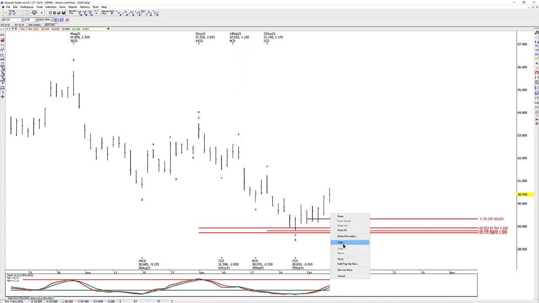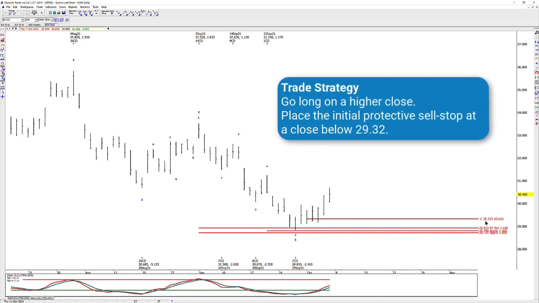So once again, I usually would enter on a higher close. My trade strategy would be enter on a higher close with the initial protective sell stop, 29.32, just a tick below this closing swing low.